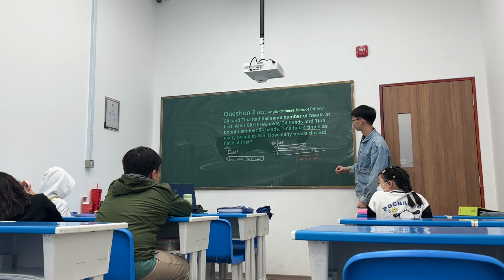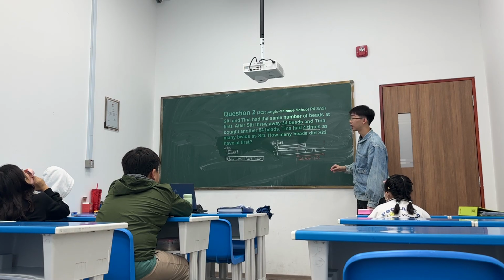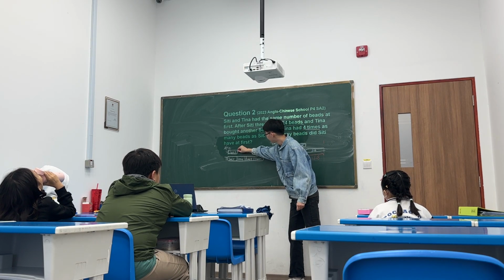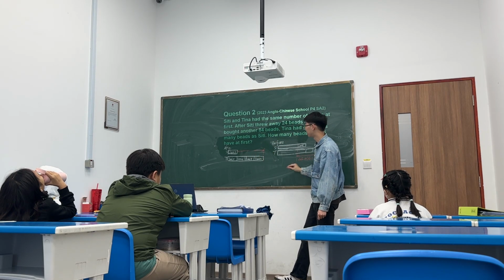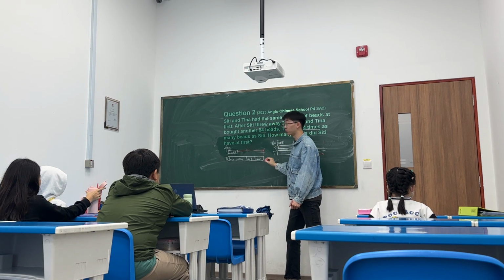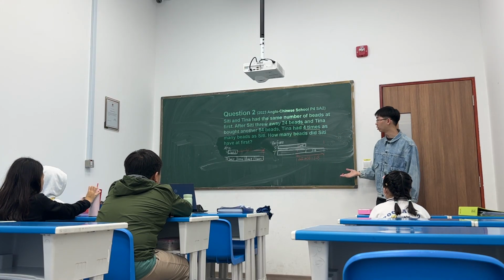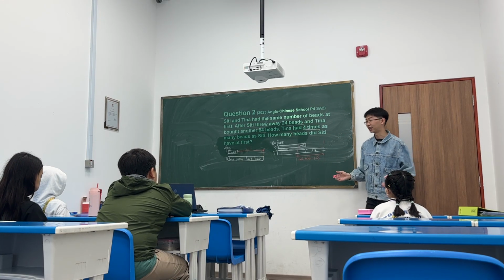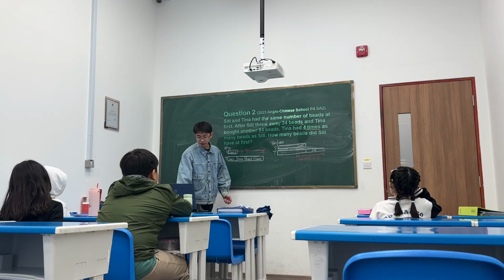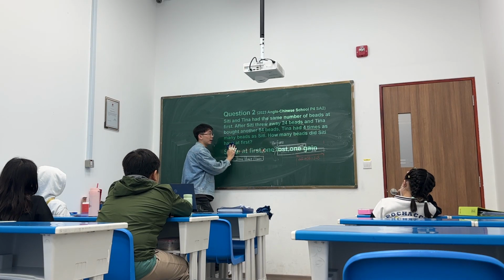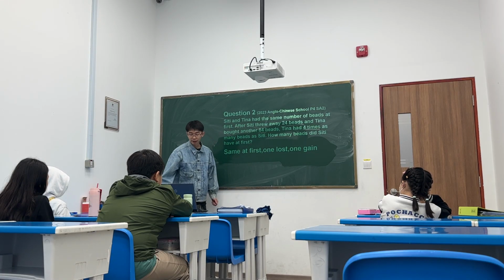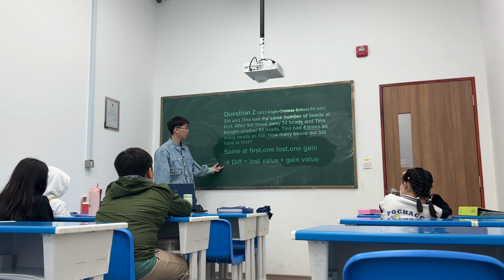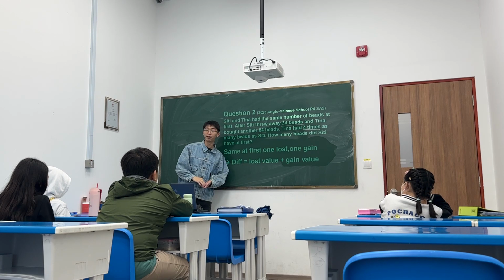So 3 units. Excellent. You see, this is the difference afterwards, and this equals 108. So 3 units equals 108. Then 1 unit equals 108 divided by 3. So just that simple. Okay, so in summary, if they have the same number at first, with 1 loss and 1 gain, then the difference equals the loss value plus the gain value.